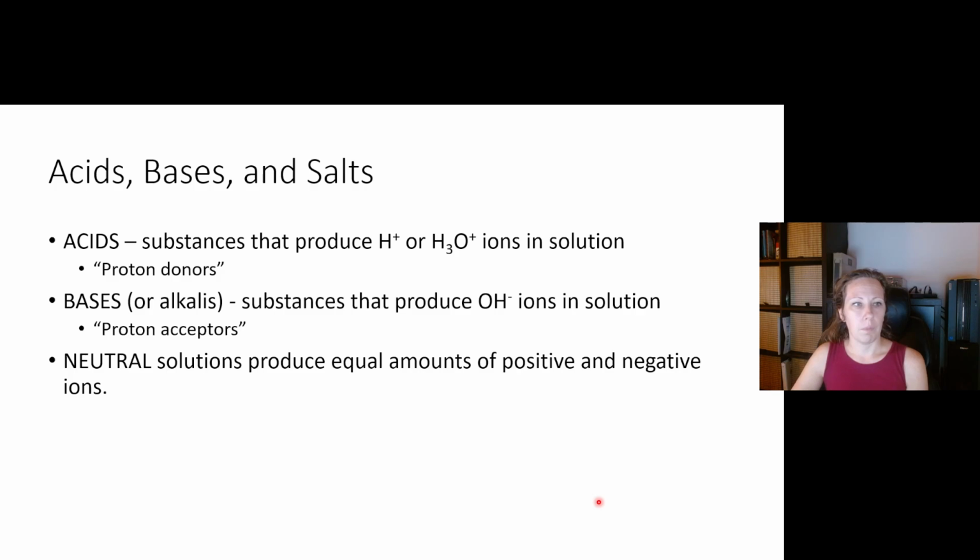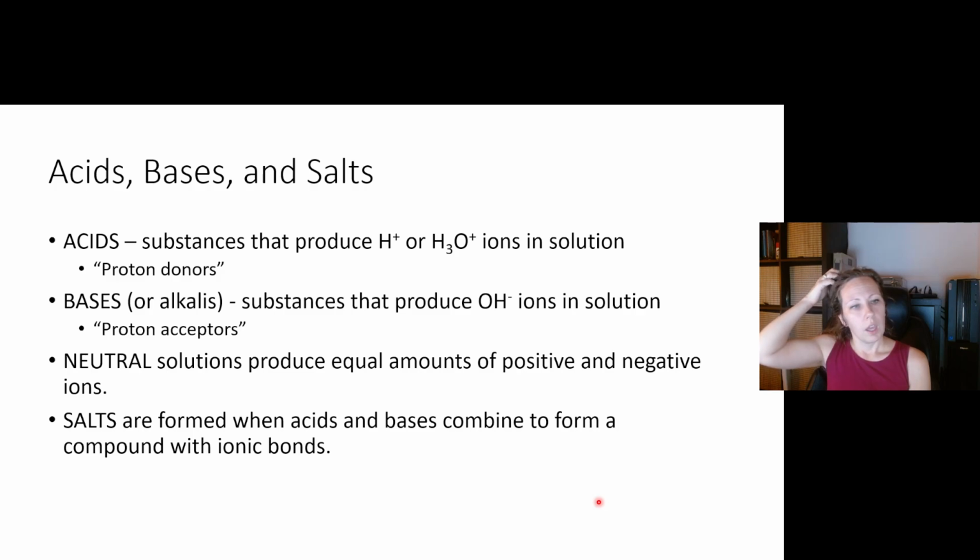Okay, and then finally, neutral solutions. In a neutral solution, you would have equal amounts of positive and negative ions. So if you have just pure water, there's going to be equal amounts of hydronium and hydroxide ions that are just naturally present in the water. And because one's not overpowering the other, it is neutral.